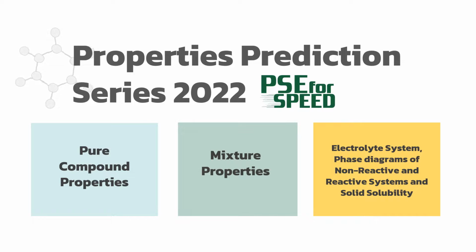This series of short videos covers the property prediction of chemical systems. First in the series, we will start with pure component property prediction of organic chemicals and polymer repeat units. Second, we will cover the property of mixtures of organic chemicals. And the third will cover the prediction of inorganic salts in aqueous electrolyte systems, the phase diagram of non-reactive and reactive systems, and solubility.